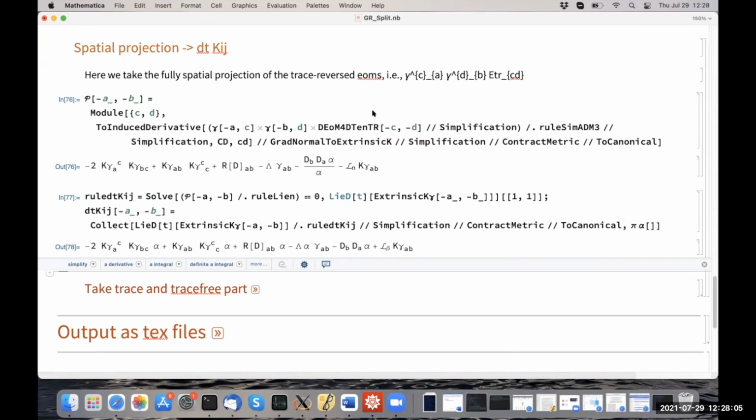Sorry, I was muted. There's a question in the chat by Fran Silva. Can I do this decomposition for a different Lagrangian, like the one for f of R gravity, for example?